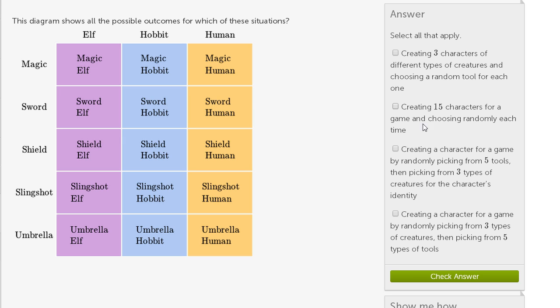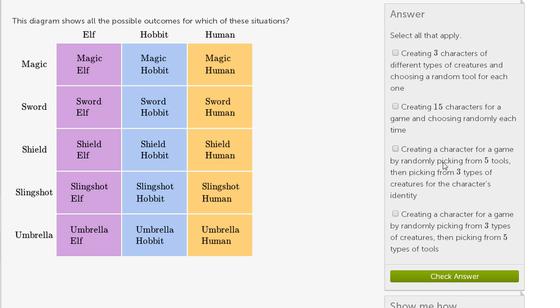Creating 15 characters for a game and choosing randomly each time. So for each character, there's 3 possibilities, if we assume that these are the only 3: elf, hobbit, and human. So the first one, there's 3 possibilities, and the second one, there's 3 possibilities, and the third one, there's 3 possibilities. So for 15 characters, you would essentially multiply together 15 threes, or the total number of outcomes would be 3 to the 15th power. Very, very large number, much larger than 15. So this one doesn't apply as well.